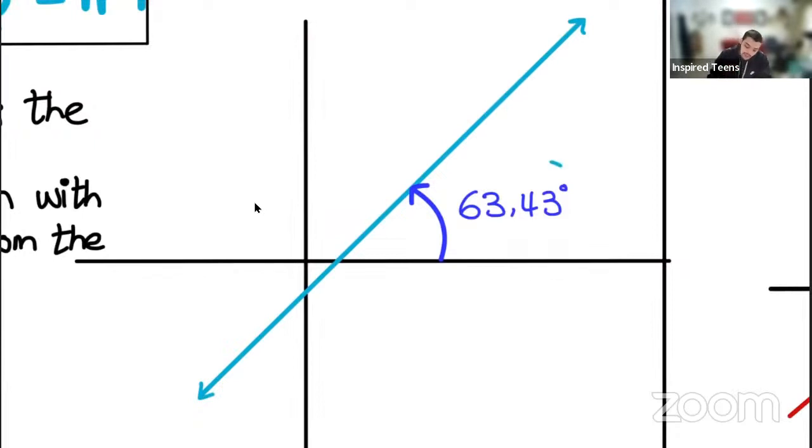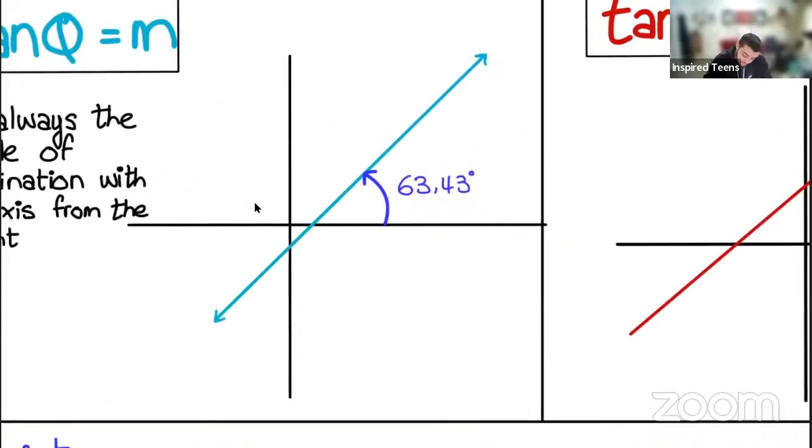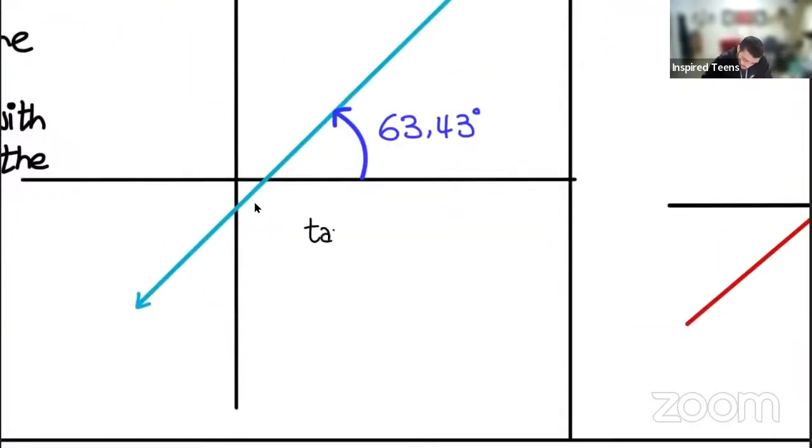Now, since we have the angle of inclination of this line, what is this whole concept that we're discussing? If we have the angle of inclination of a specific straight line, we can get the gradient of that line by utilizing this: tangent theta is equal to m. So if the angle is known, you just have to say tangent theta is equal to m. And I will say tangent of my theta, which is 63.43.